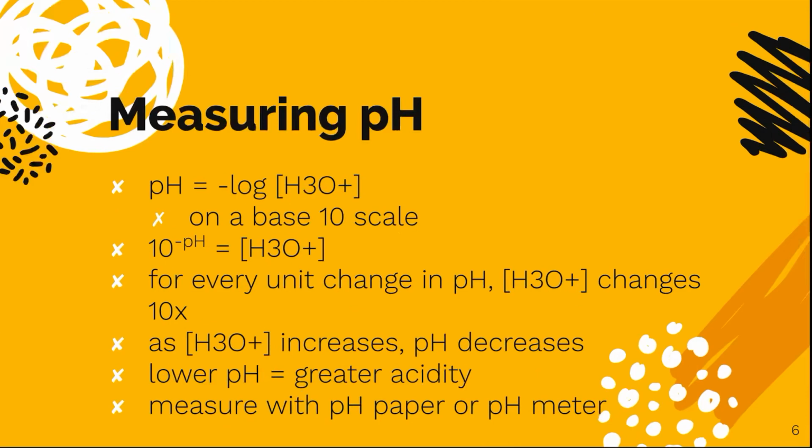As the concentration of H3O+ increases, your pH will decrease. So a lower pH is more acidic, and a higher pH is more basic. You can measure pH with either pH paper or a pH meter to qualitatively or quantitatively measure a pH.